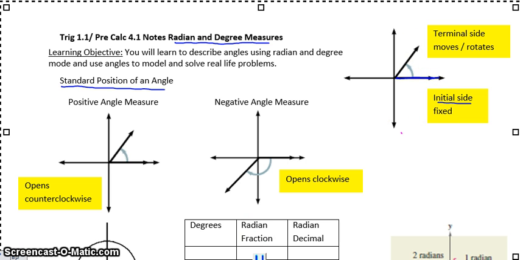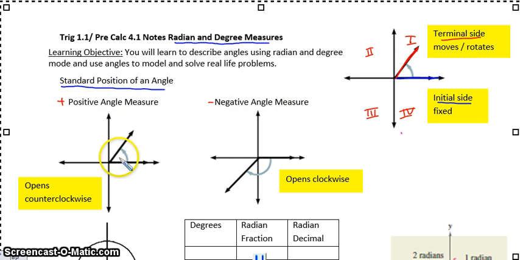The other side of the angle is called the terminal side. That's the side I'm highlighting here in red. That's the side that we will move. So we can move this to the first quadrant, we can move it to the second quadrant, or third or fourth quadrants if we need to. So right now we have an angle that is drawn in the first quadrant. The two different types of angles that we're going to draw are going to be positive or negative angles.